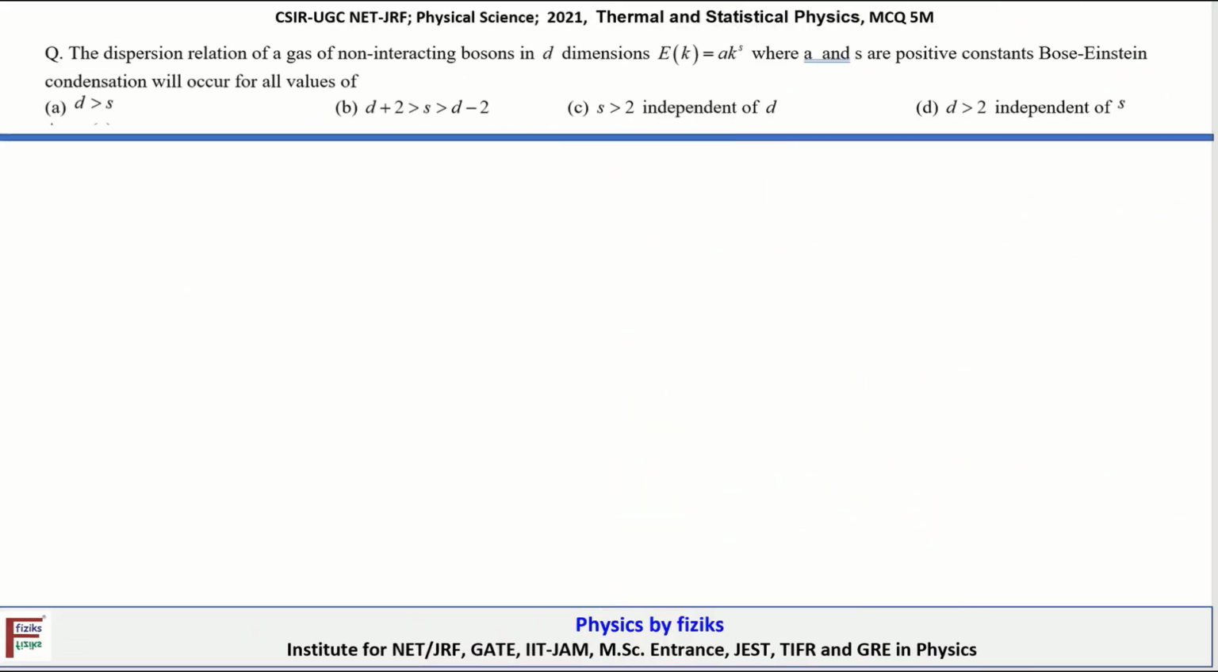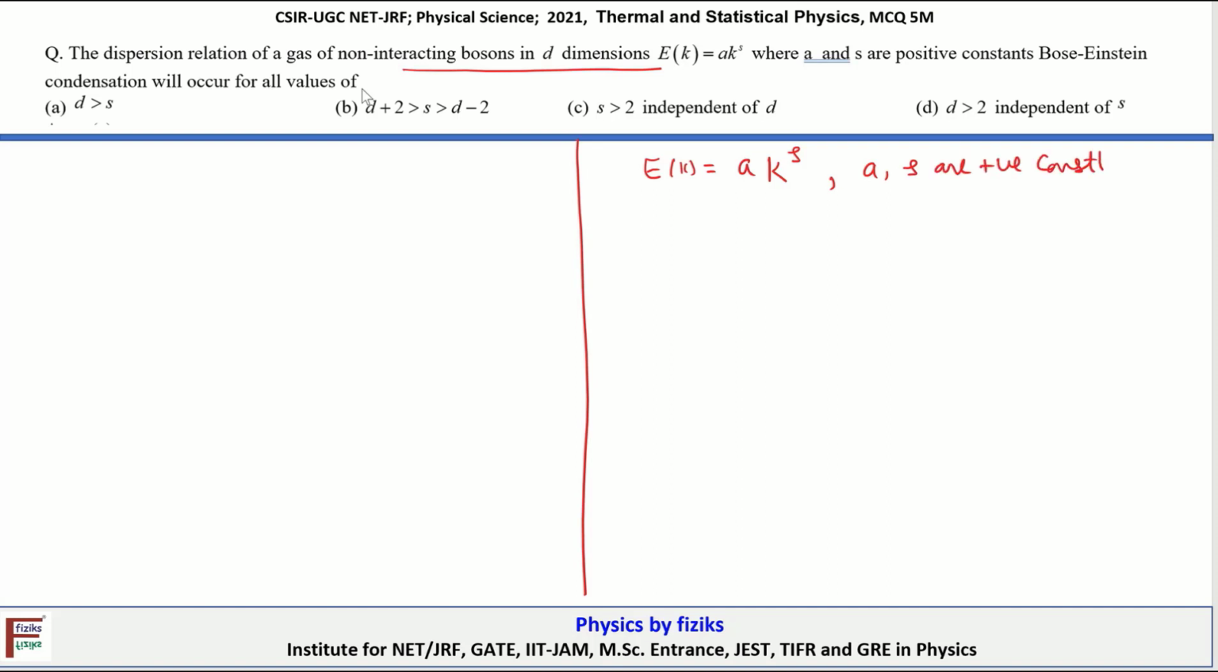So let's continue with the next problem. The statement is: the dispersion relation of a gas of non-interacting bosons in d dimensions is given as, okay, we are given a dispersion relationship, meaning a relation between the energy and the wave vector k. So E as a function of k is equal to a k to the power s, where a and s are positive constants.